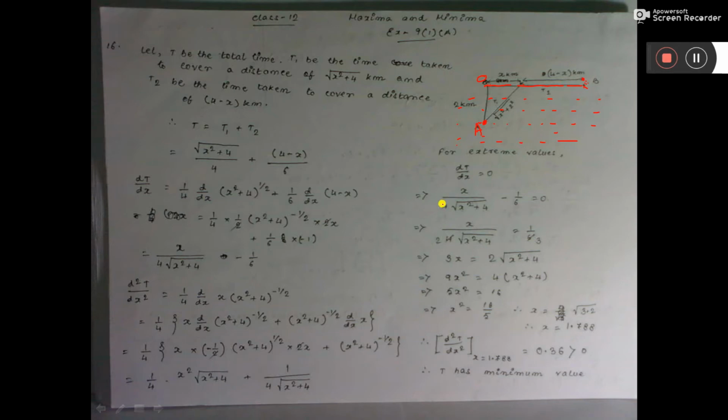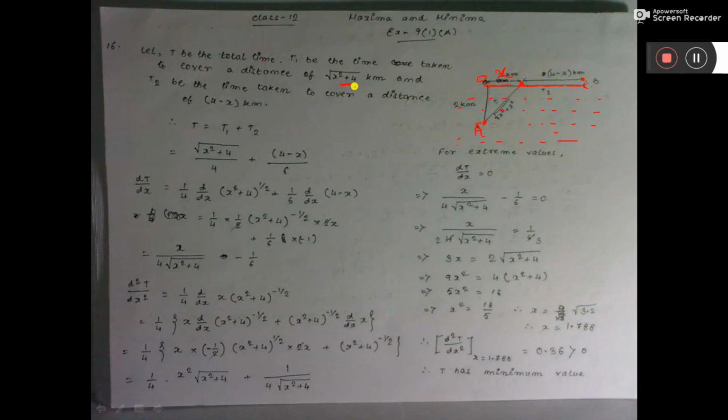Now see how I have done. Let t be the total time and t1 be the time taken to cover this distance. Why this kilometer? Actually, I consider that the man goes from here to here by boat and from here to here by walking. And this distance I consider x kilometer. So this x, if it is 0, then the man is going directly from here to here. And if x equals 4, then the man will go directly from here to here by boat. That is why I can take this distance as x.